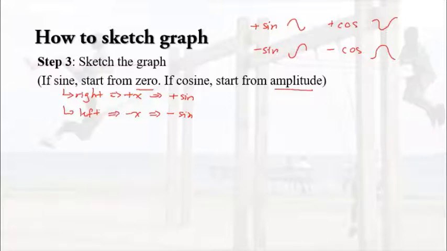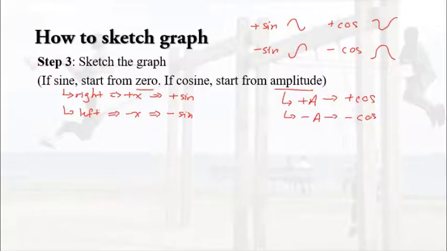Now, how about cosine? It tells you the object starts from amplitude. You can have a positive amplitude and a negative amplitude. If you have positive amplitude, you start from the right hand side, you release the object from the right hand side, then it would be a positive cos function. If you release the object from the left hand side, meaning you release it from the negative amplitude, then you're going to have a negative cos function.